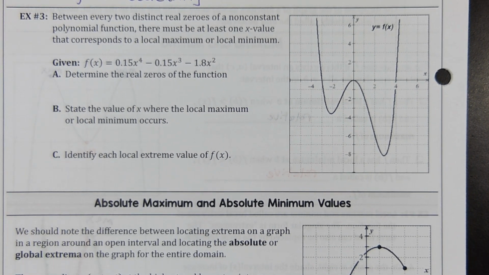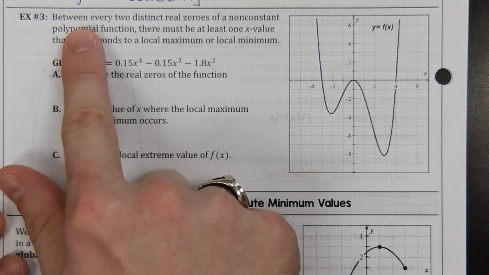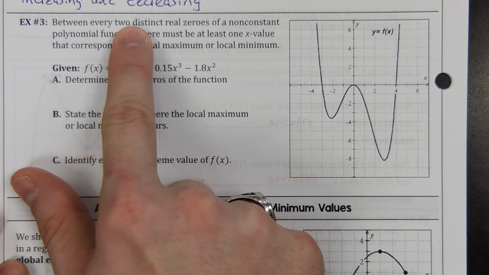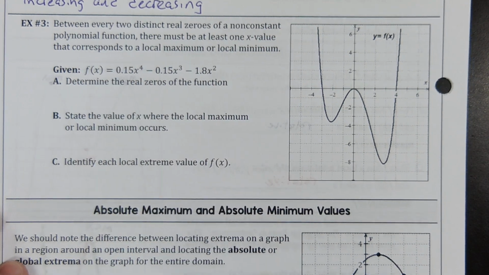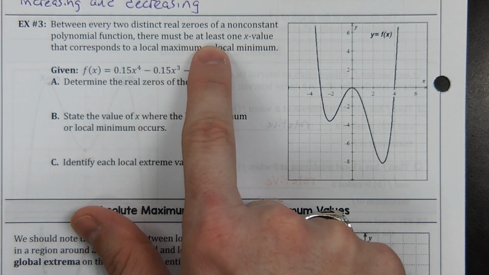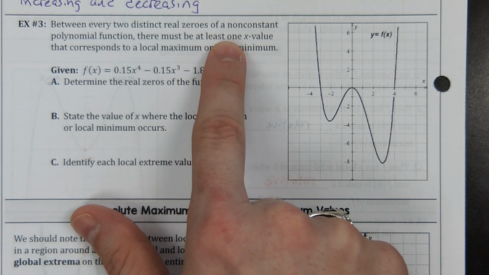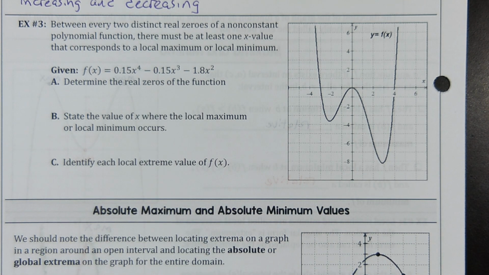Between every two distinct real zeros of a non-constant polynomial function. Okay, how about regular words? Between every two different real answers of a spaghetti graph, there must be, and this goes to do with Max, the question you asked, at least one x value that corresponds to a maximum or minimum. It doesn't have to be only one. That's why the calculator makes you take a guess.